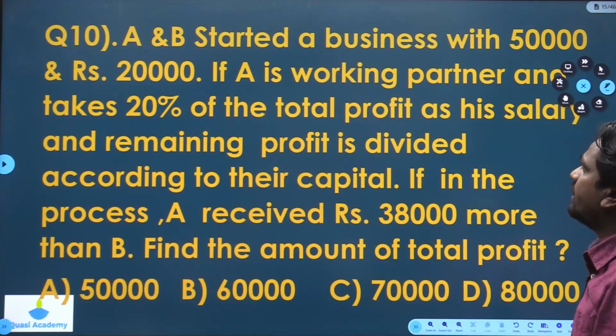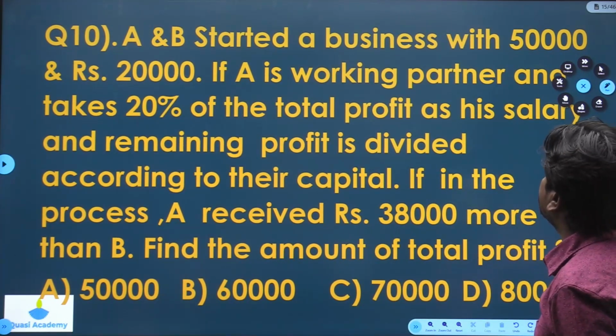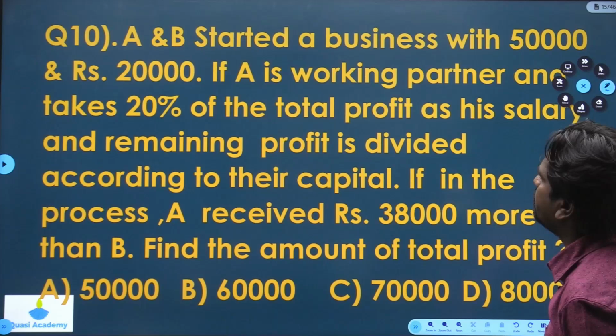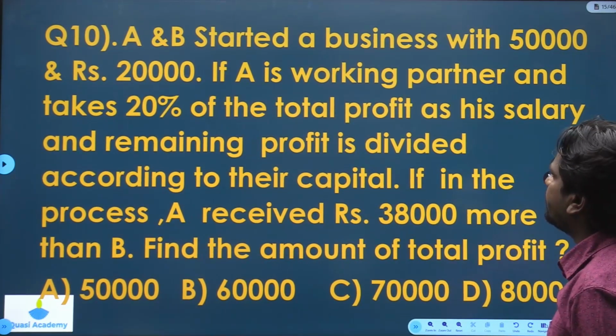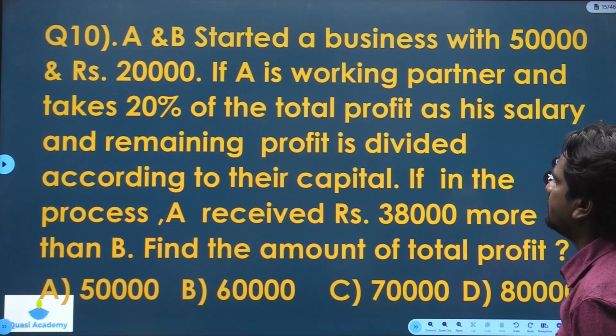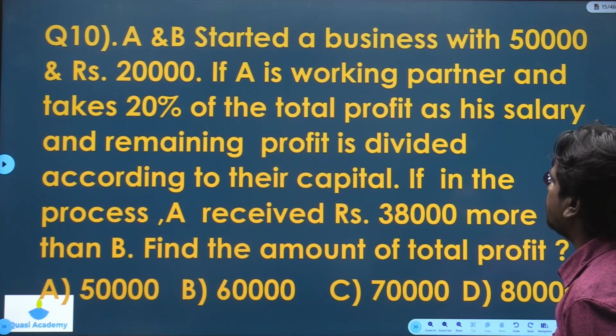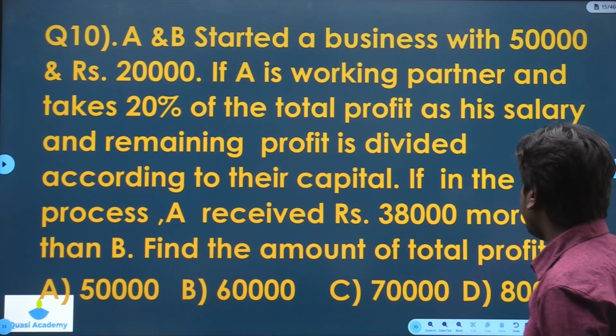A and B started a business with rupees 50,000 and 20,000. If A is a working partner and takes 20% of the total profit as his salary, and the remaining profit is divided according to the capital, in the process A receives rupees 38,000 more than B. Find the amount of total profit.